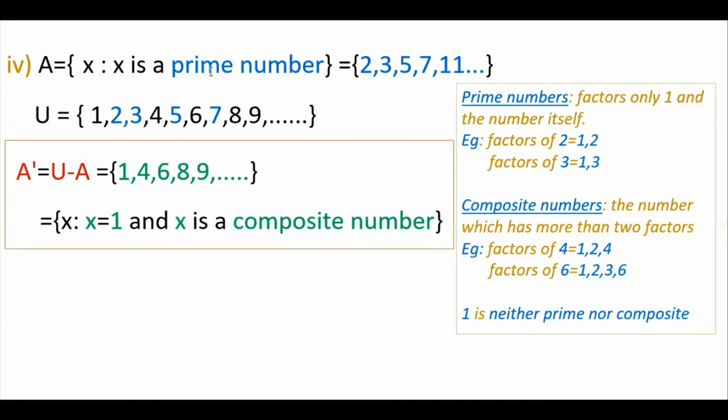So here A is equal to x such that x is a prime number. So those are 2, 3, 5, 7, 11, etc. If you exclude these prime numbers from the universal set, then you can write the complement of set A is equal to 1, 4, 6, 8, 9. If you see here, all the numbers from 4 onward are composite numbers, but 1 is neither prime nor composite. So you have to write it like this: x such that x is equal to 1 or x is a composite number. So the complement of the prime numbers is x is equal to 1 or x is a composite number.